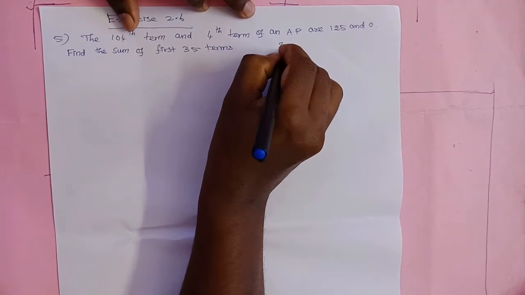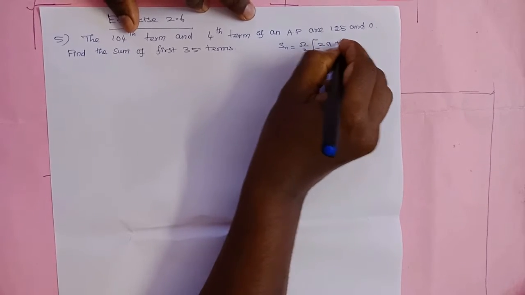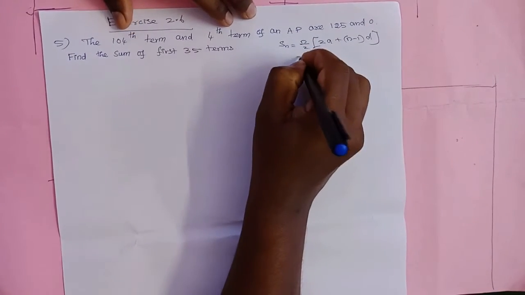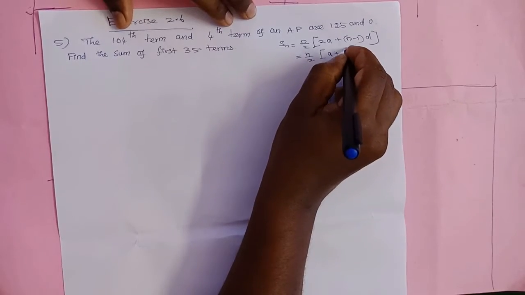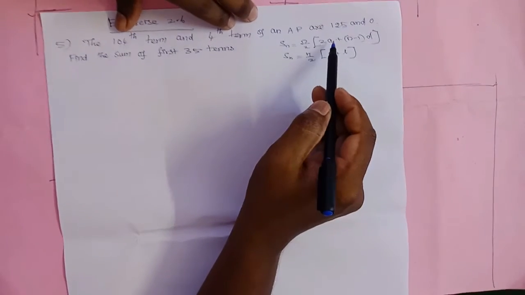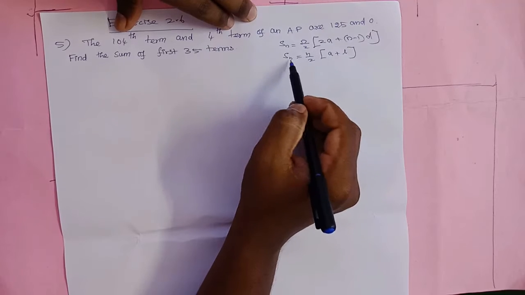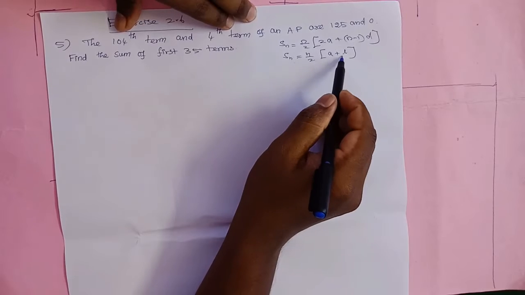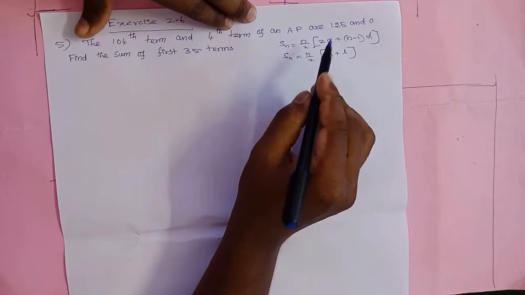We have two formulas. Sn is equal to n by 2 into 2a plus n minus 1 into d. This is the first formula. Or n by 2 into a plus L. So we have two formulas for the sum of n terms. This is the formula to find Sn when a and d are given. This one is used when the first term and last term are given. First term, common difference and the number of terms are given, so we have to use this formula.